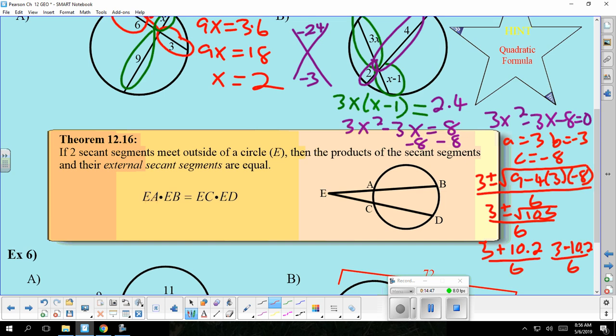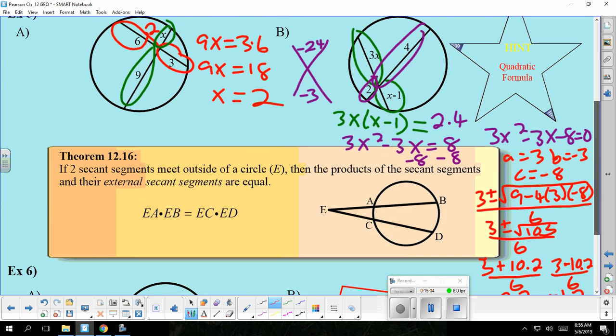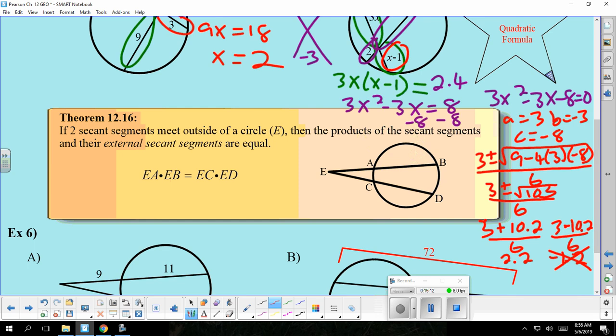And I get 2.2 for x, or negative 1.2. Will the negative solution make sense? When I plug it back in, negative 1.2, we'll have a negative length right here. So we're going to ignore the negative solution, and our answer is positive 2.2.